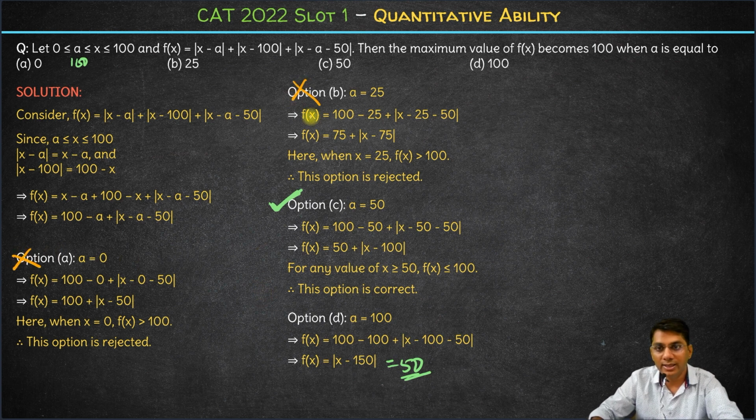Options A, B and D are rejected. Only option C is the acceptable answer. Hence the correct answer here is option C.